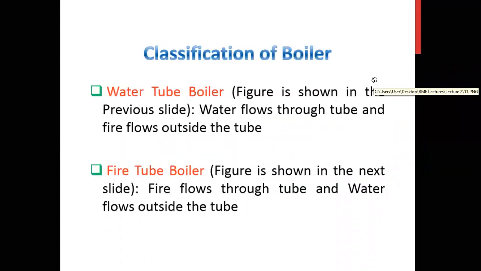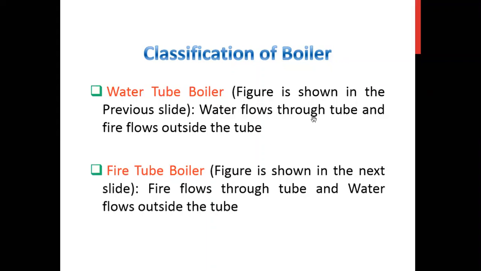Next and last topic we'll discuss is the classification of boilers. Sir, how many types of boilers are available? There are two types of boiler. One is the water tube boiler, the next is the fire tube boiler.